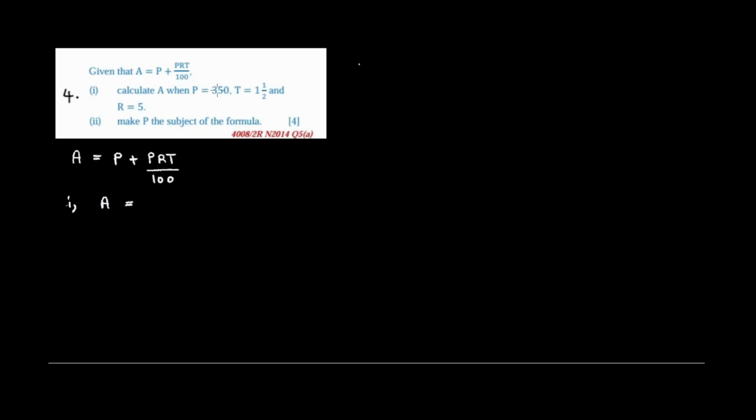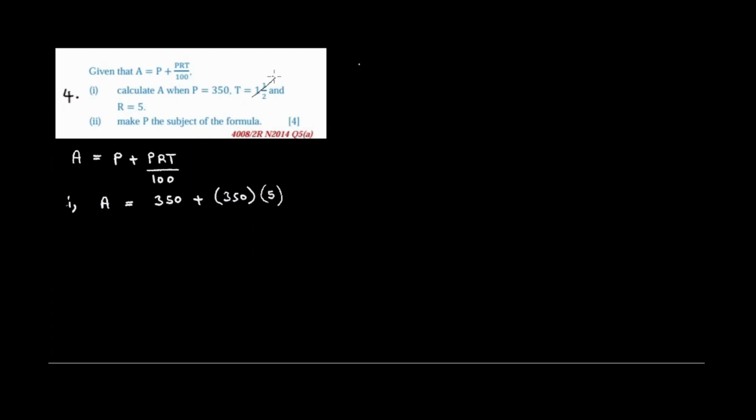Where P is equal to 350, in place of P we will put 350. Then plus. Then for P again, we put 350. For R, that's 5 because R is equal to 5. Then for T we will put 3 over 2.